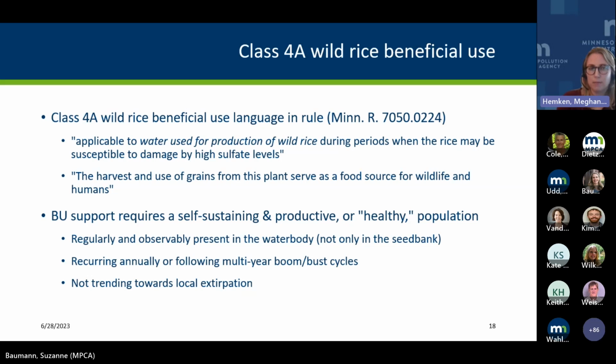So to be both productive and abundant enough to be a food source, we interpret the beneficial use to be a wild rice population that is self-sustaining and productive, or a healthy population. This means that the population needs to be regularly and observably present in the water body, not only in the seed bank, at levels that can sustain harvest by tribal nations and wildlife. It needs to be recurring annually or following the multi-year boom bust cycles, which I will describe in the next slide. And the population cannot be trending towards local extirpation.